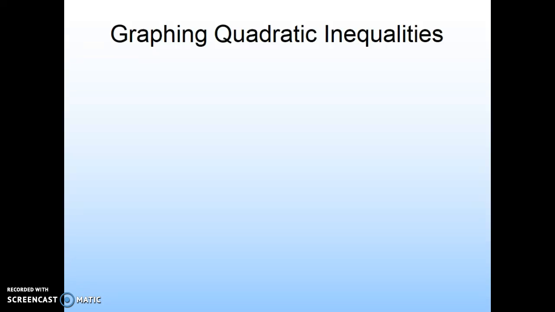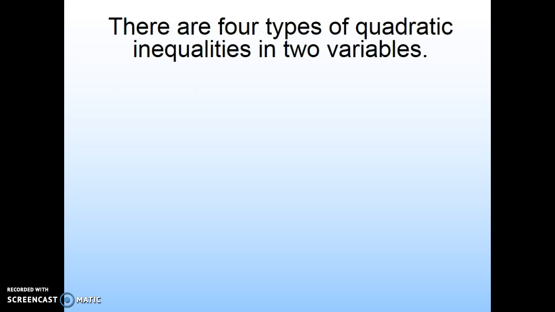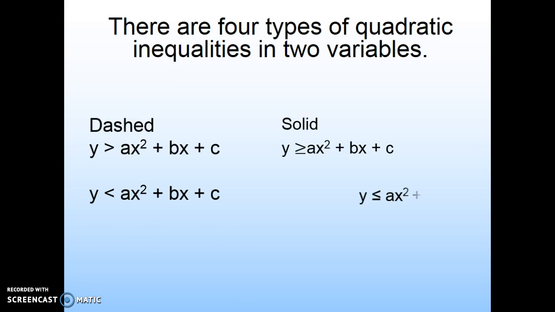Today we're talking about graphing quadratic inequalities. Remember to take notes. There are 4 types of quadratic inequalities, in 2 variables. We have the ones with dashed lines and ones with solid lines. If it's a dashed line, that means the inequality sign is just a greater than or a less than. If it's an equal to sign, that means we are going to draw a solid line on our graph.